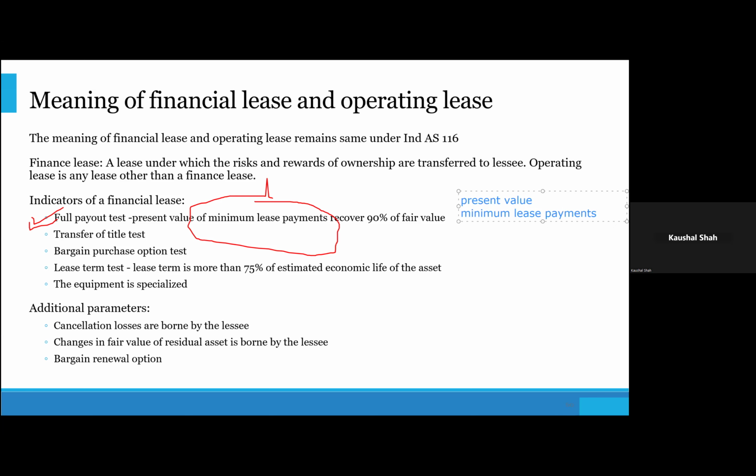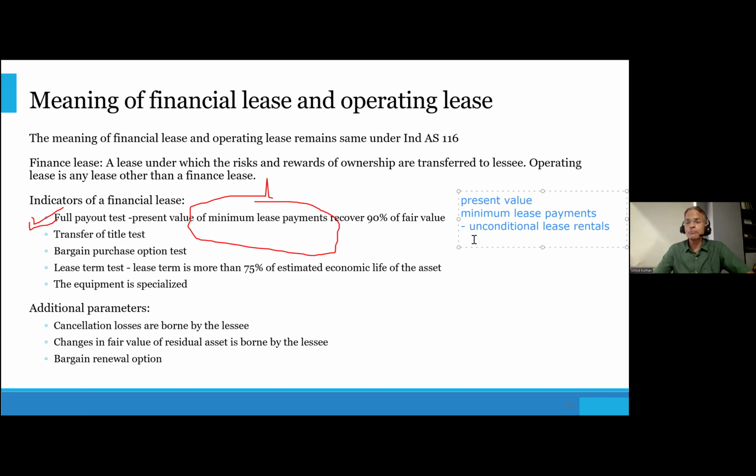What is a minimum lease payment? Simply speaking, minimum lease payments are unconditional lease rentals. If the lease rentals are conditional, for example, if they are related to the performance or the output of the asset, I would not call them unconditional lease rentals. Rentals are unconditional because they are pre-agreed or prefixed. Mostly rentals are unconditional; that's how lease rentals typically are. It may also include a guaranteed residual value.